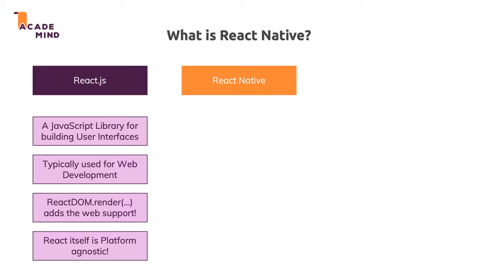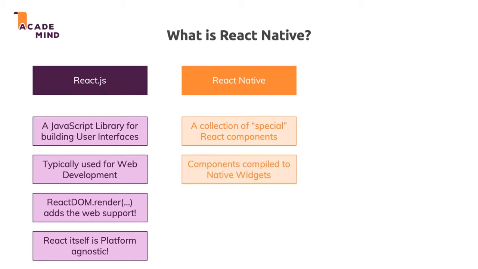React Native is a separate library, which in the end is a collection of special React components it gives you. So a collection of components you can use in your React app. And these components are special because React Native actually knows how to translate them, how to compile these components to native widgets for iOS and for Android. So React Native kind of is like React DOM.